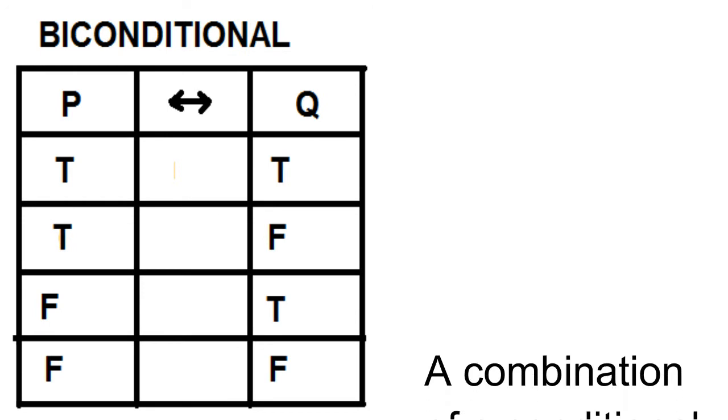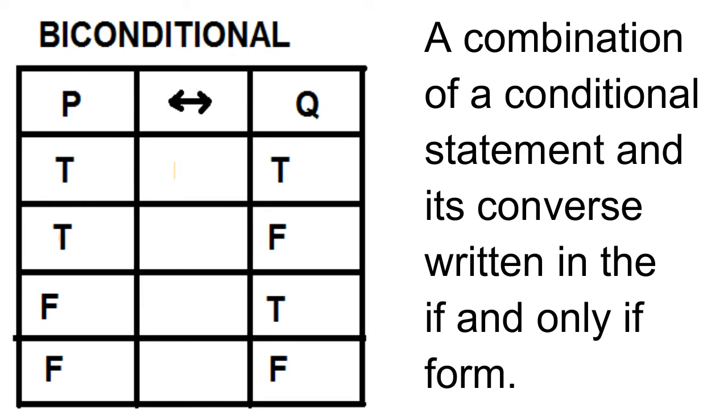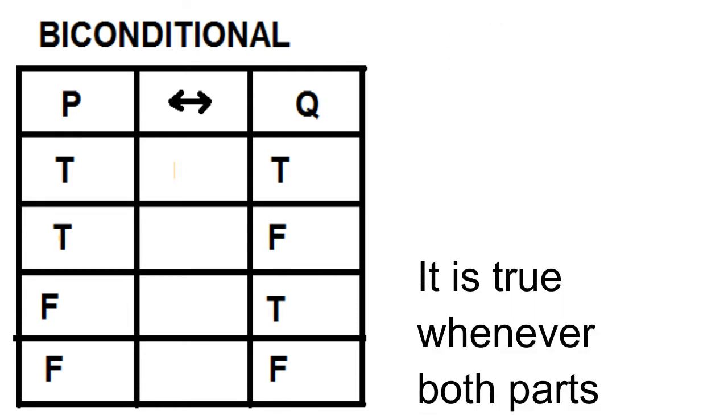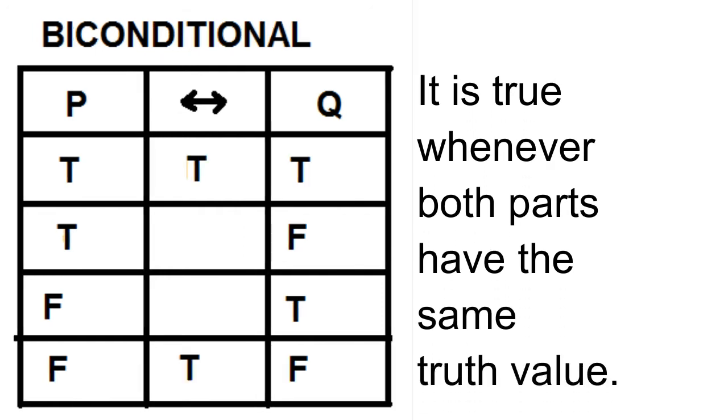Next is the biconditional statement, P if and only if Q. A combination of a conditional statement and its converse written in the if and only if form. It is true whenever both parts have the same truth value. Otherwise, it's false.